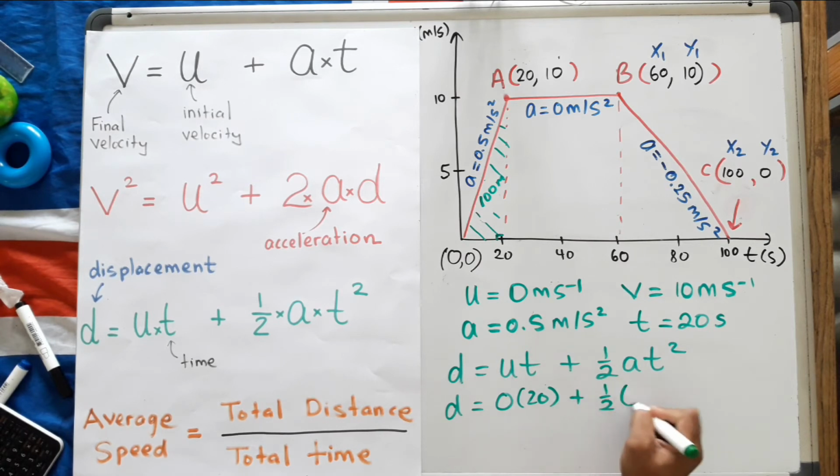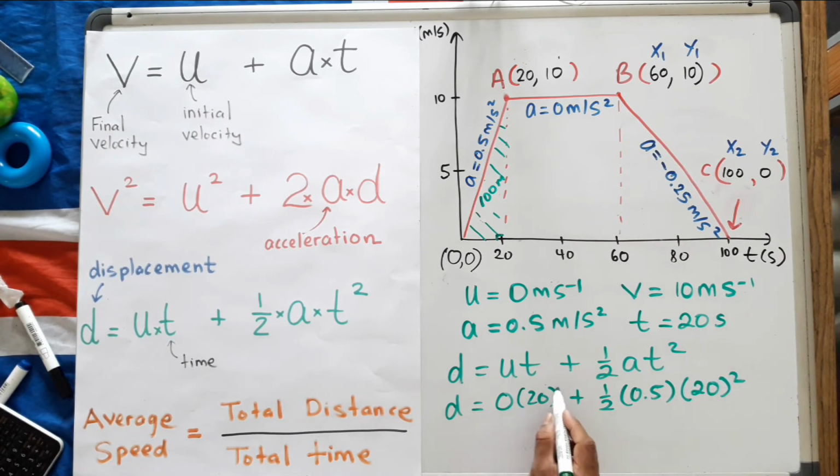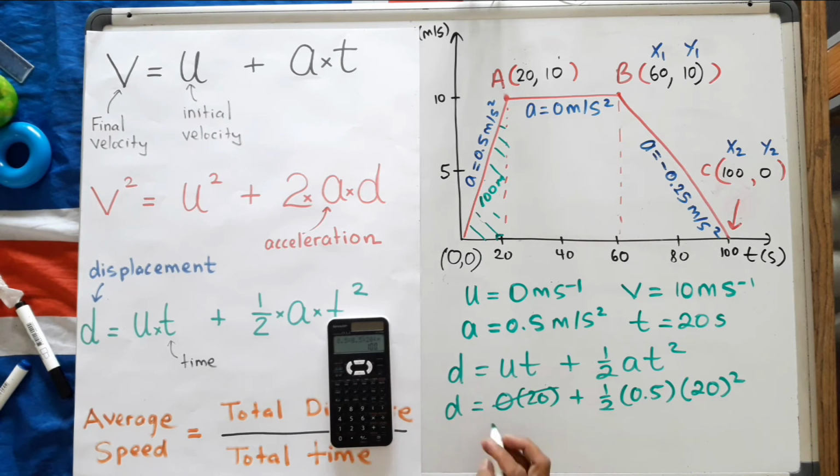Plus a half, the a is 0.5. And the time is 20 squared. 0 by 20 is just 0. Let's type in this: a half multiplied by 0.5 multiplied by 20 squared. We get back the 100.